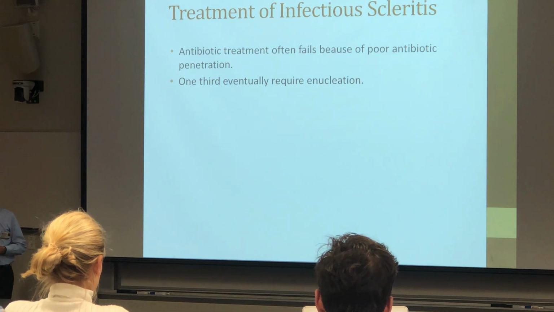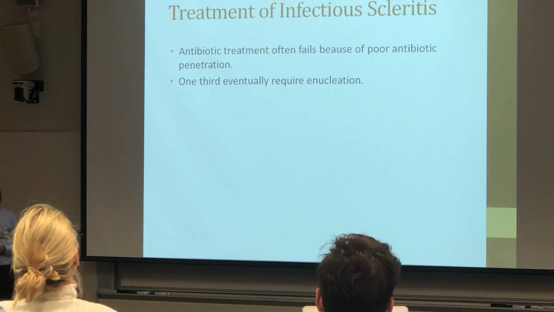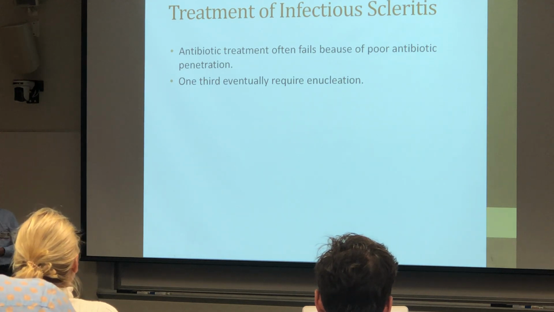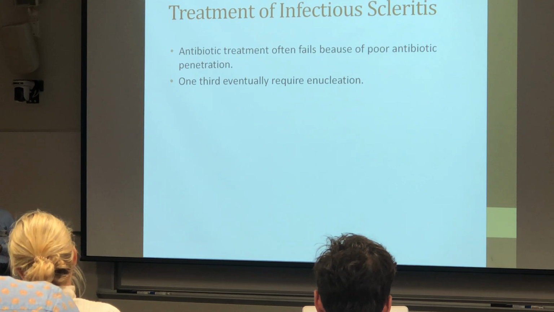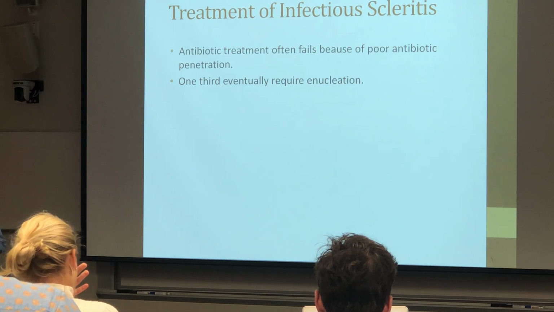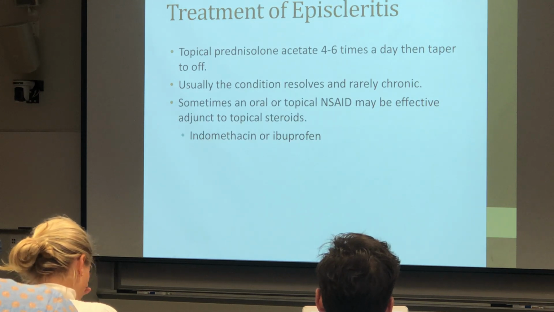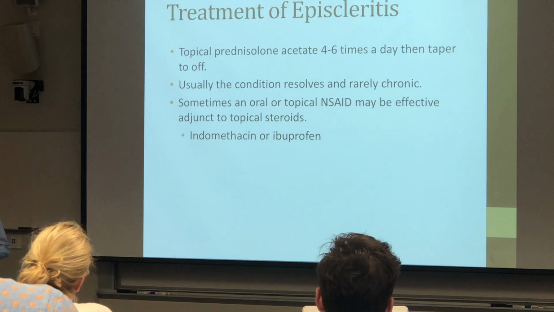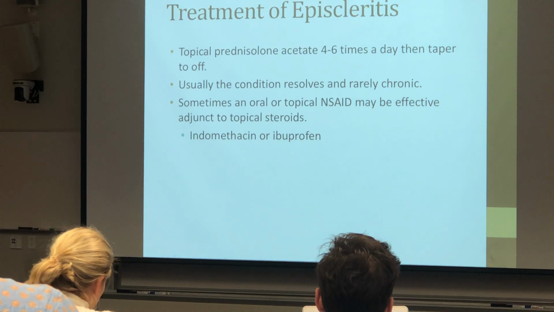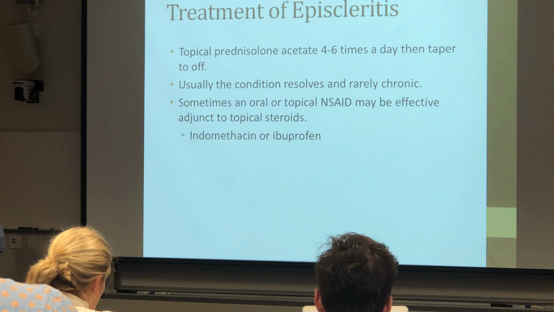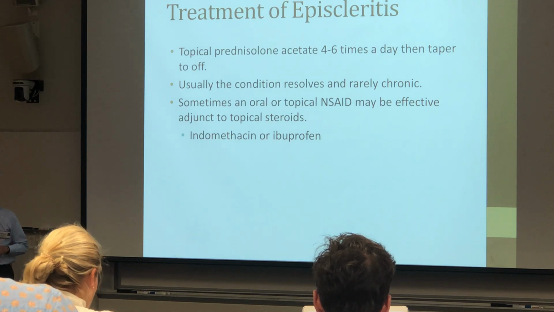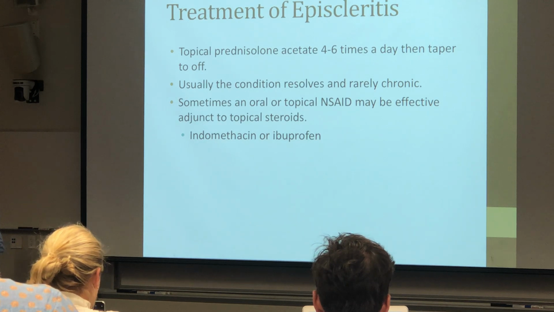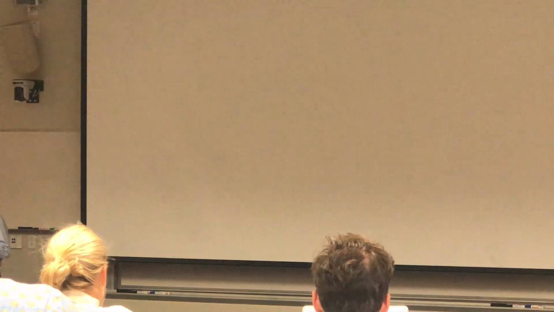Treatment of infectious scleritis is difficult. You load the patient up with systemic and topical antibiotics, but realize that 1/3 of the patients with infectious scleritis will eventually lead to enucleation. Episcleritis is treated with topical steroids 4 to 6 times a day. Usually the condition resolves, but there are a few cases that tend to be chronic. At that time, I would add a topical NSAID or give them a systemic oral NSAID. So in my 15 minutes, I think I got it.